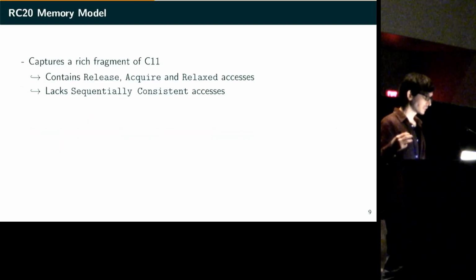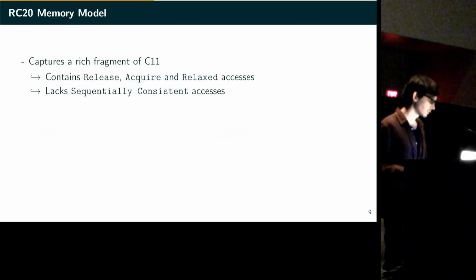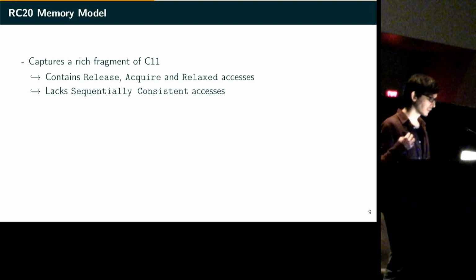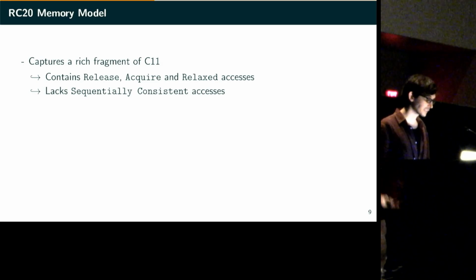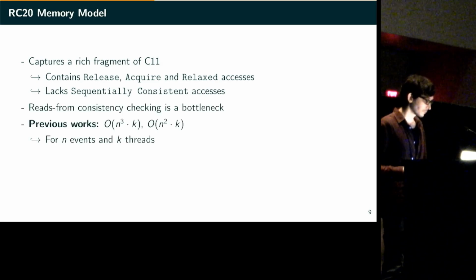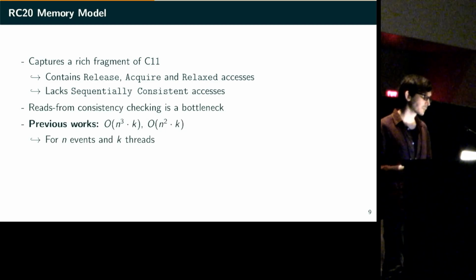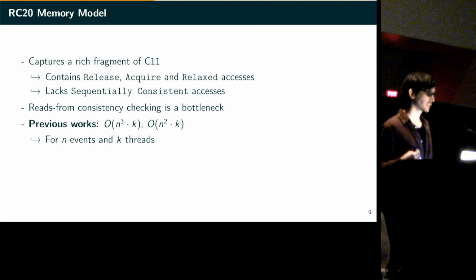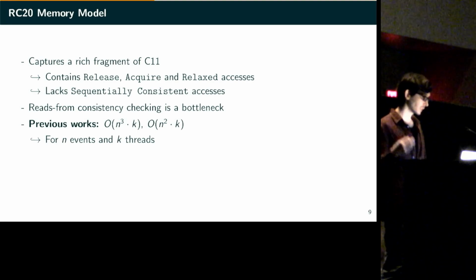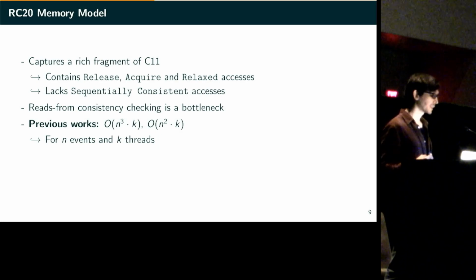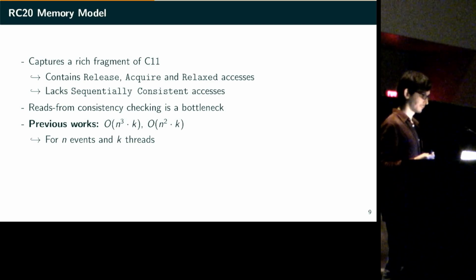So one of the memory models that we consider in our work is called RC20. This model captures a rich fragment of C11, and it contains release, acquire, and relaxed access modes, but it lacks sequentially consistent accesses. And previously, performing reads from consistency checking on this type of model has been identified as a bottleneck, for instance, in tasks such as model checking. And previous works have a high polynomial complexity for performing reads from consistency checking, such as they either have a cubic or quadratic dependence on the number of events in the execution.